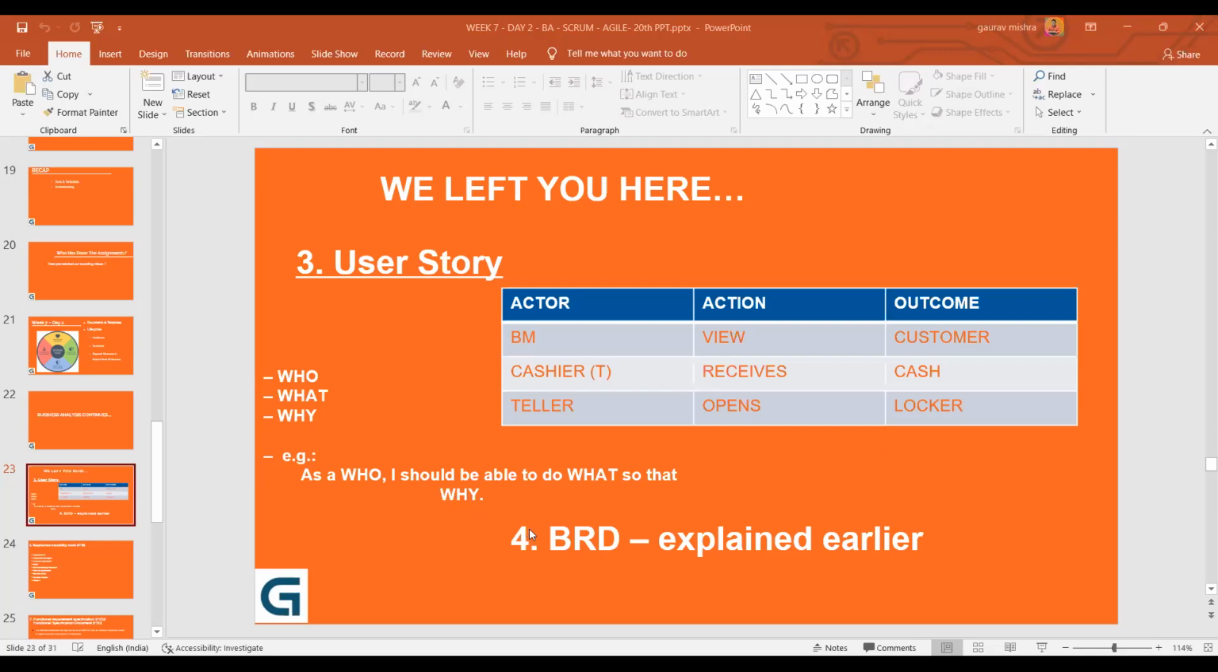Can I try? Yeah, go ahead. As a teller, I should be able to open a locker so that the customer has a safe deposit. No, let her complete. Yes, you complete first. Go ahead. As a teller, I should be able to open a locker so that the customer has a safe deposit. Yeah, that's good.